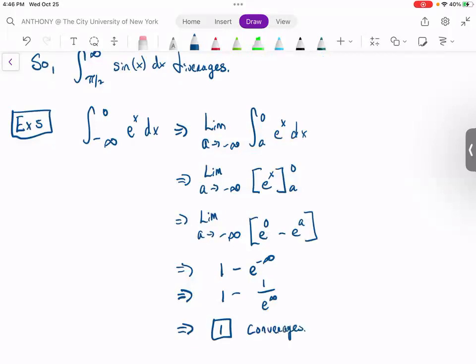All right, so these are some basic examples of improper integrals. I'm just going to pause this video and make another recording. I'm going to do some more complicated examples.